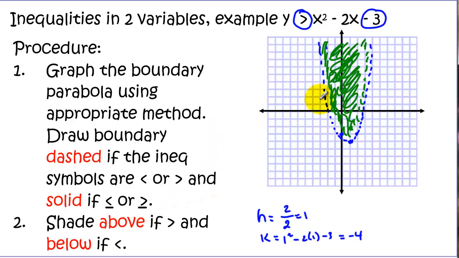Now, if you're not clear on which side to shade, we can always pick a test point not on the boundary. If I pick the point (0, 0) as my test point and put that into the original inequality, I would have 0 greater than 0 squared minus 2 times 0 minus 3. So I get 0 greater than negative 3, which is true. So my test point is true, so I shade the side of the boundary that includes the test point. So that's a quadratic with two variables, and if you know how to graph quadratics, it's quite simple.